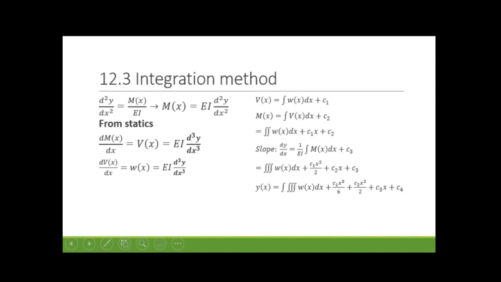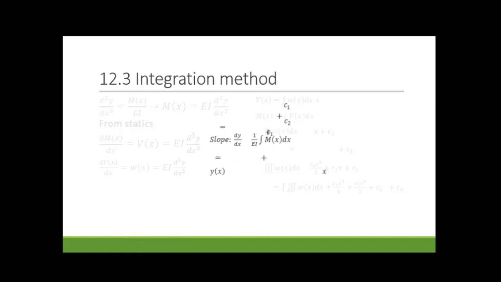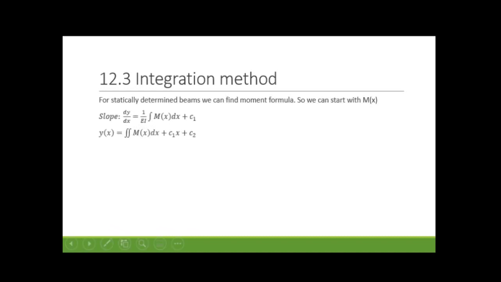Also, in statically determinate structures, we can generate the moment function. We don't need to start with the omega. We can start with the moment when we are solving a question. So in a statically determinate beam we can find the moment formula, so we can start with M(x). Therefore, we don't need to start with omega(x); we only make two integrations. Also, we have 2 integration constants.